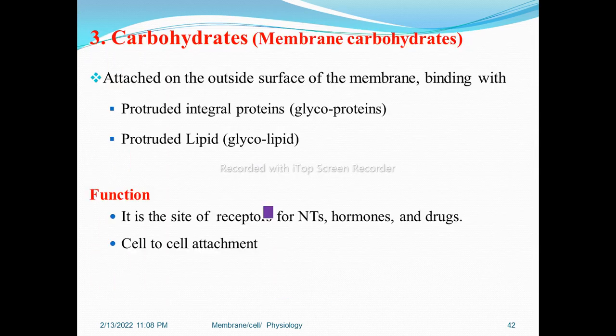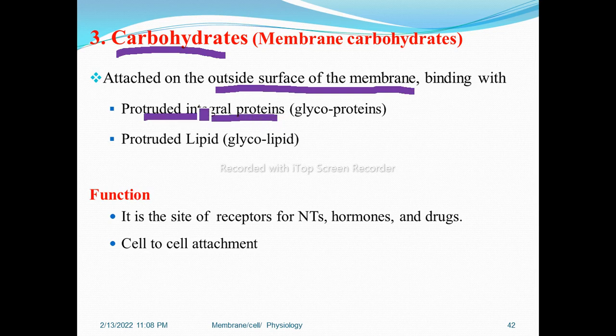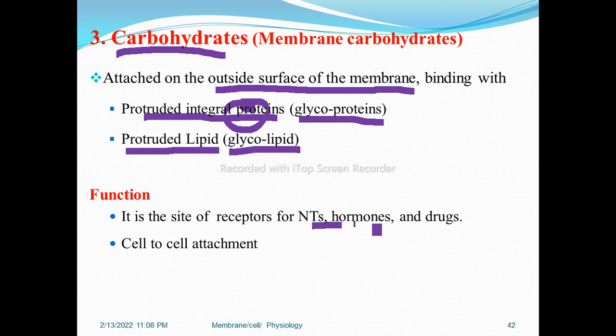This is all about the peripheral and integral proteins. The third constituent of the membrane is carbohydrate. Carbohydrate is attached on the outer surface of the membrane, binding with protruding integral protein, which we call glycoprotein, whereas when bound with lipid, we call it glycolipid. Carbohydrates are sites of receptors for neurotransmitters, hormones and drugs, for cell-to-cell attachment, and for recognition of one cell by another, like blood groups.